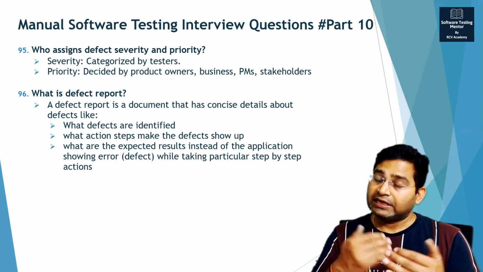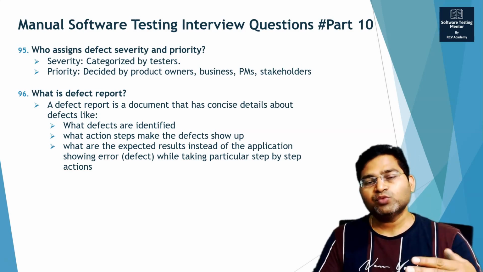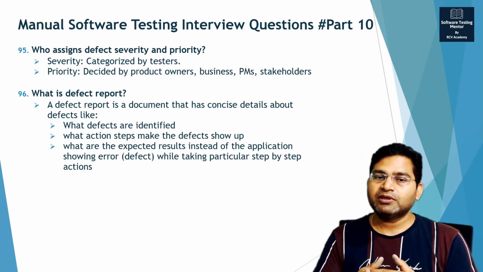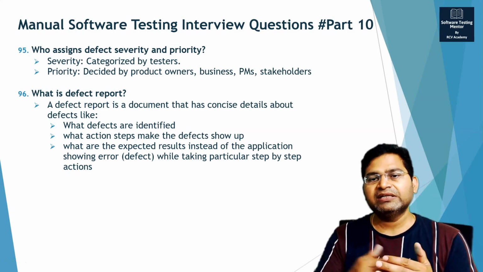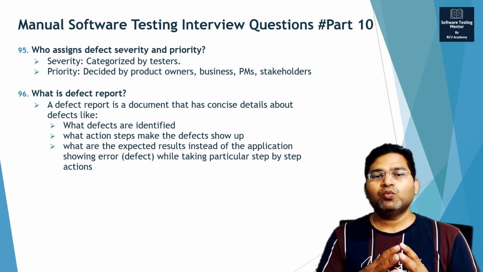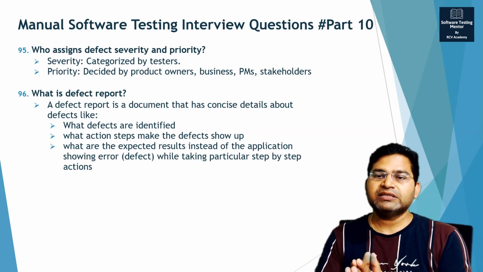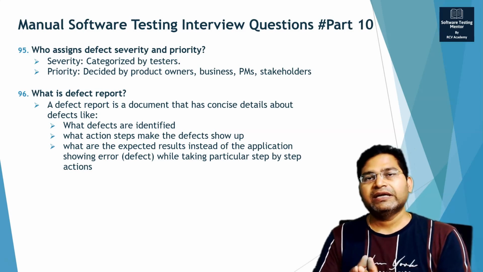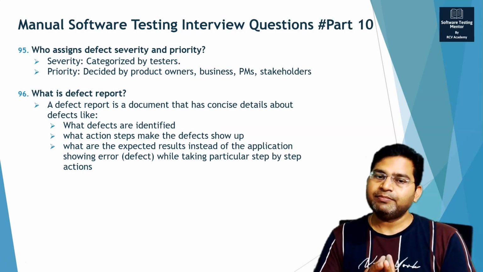What all defects were identified? First thing, how many defects were identified? What action steps make the defect show up, right? And then what are the expected results instead of the application showing error while taking particular step-by-step actions.